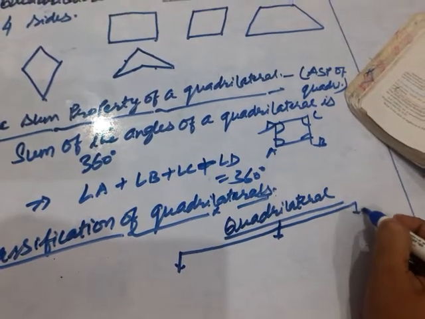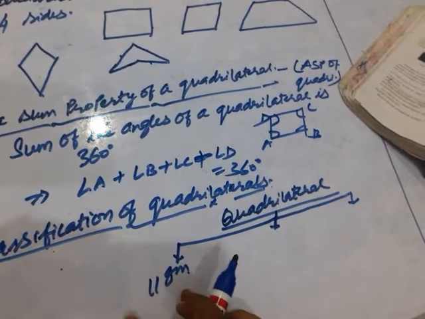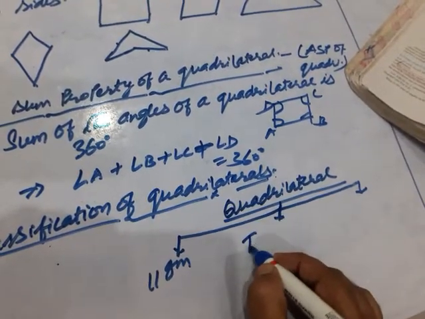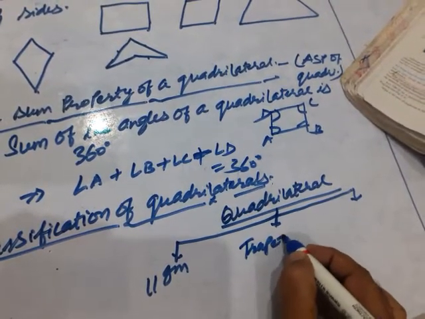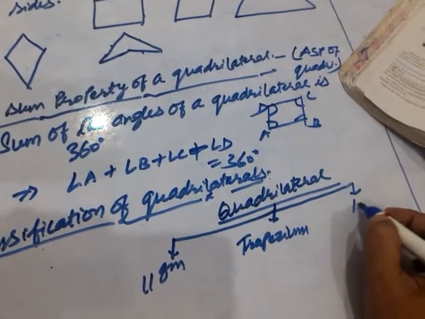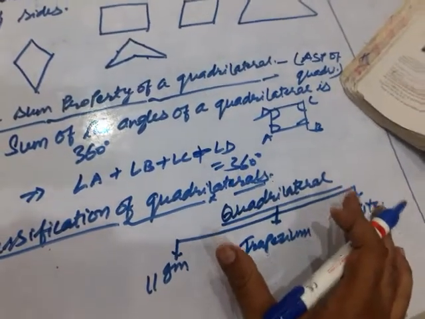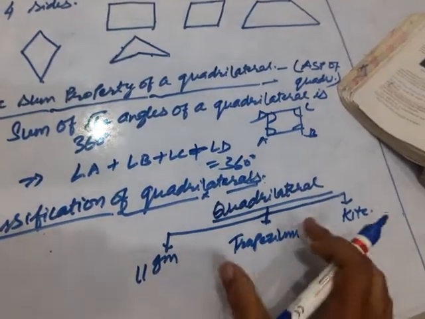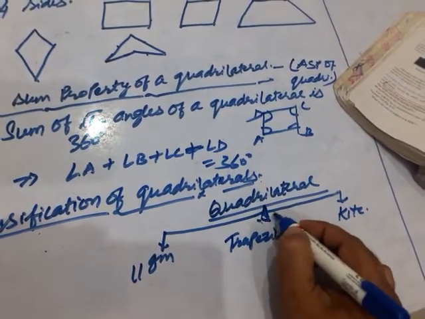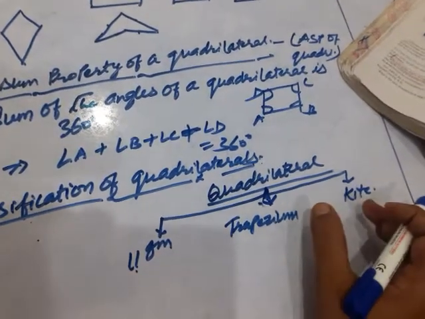What are the basic quadrilaterals? The first type is the parallelogram. Next is the trapezium. Parallelogram, trapezium and kite. So if we see the classification of quadrilaterals, basically there are three types: parallelogram, trapezium and kite.